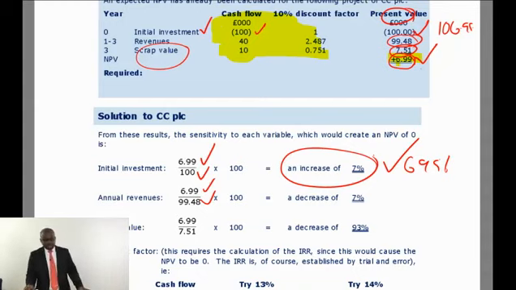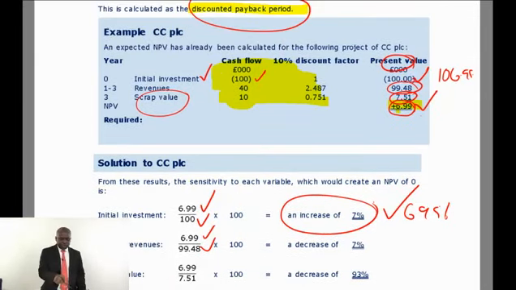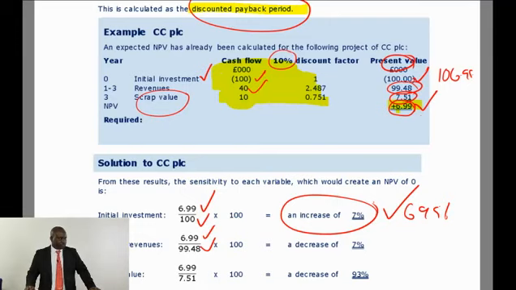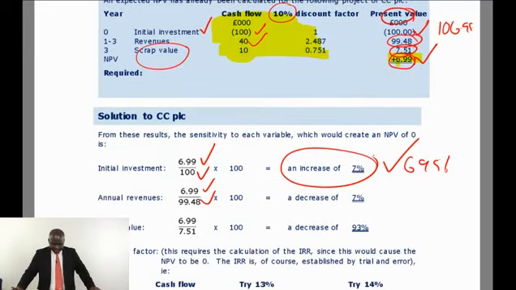Okay? How to do year 1 to year 3, you need an annuity factor, because you said every year is 40. So if it's 40, 10%, go to the annuity factor table. If you go to the annuity factor table, 10% 3 years will give you 2.487. So go to the annuity factor table, not the present value table.